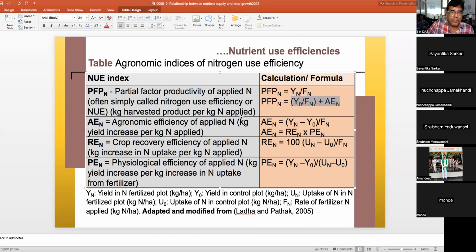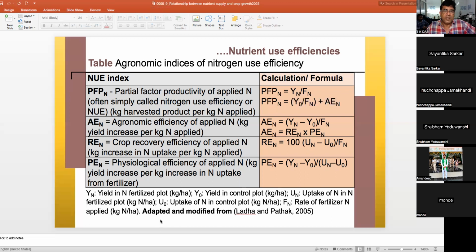This is the relationship. Then agronomic efficiency of applied nitrogen is kg yield increase per kg nitrogen applied, Yn minus Y0 divided by the rate of fertilizer application. And it has a relationship with recovery efficiency and physiological efficiency. If you multiply these two, you get agronomic efficiency. Then recovery efficiency of applied nitrogen or nutrient is kg increase in N uptake per kg nitrogen applied, so here 100 times UN minus U0 divided by Fn. And similarly, physiological efficiency.